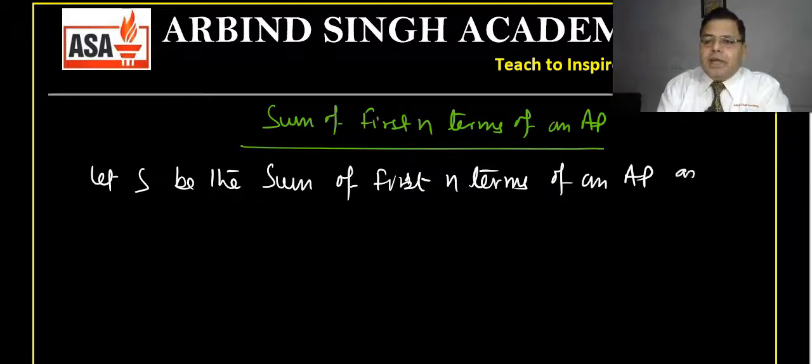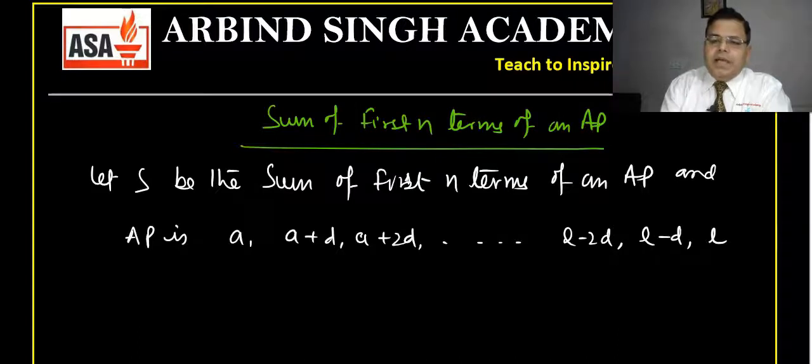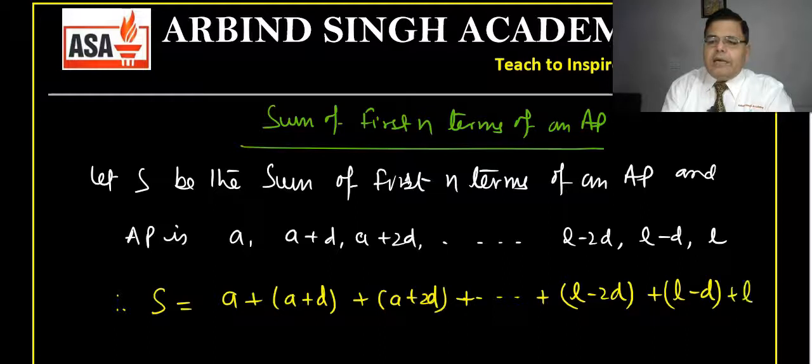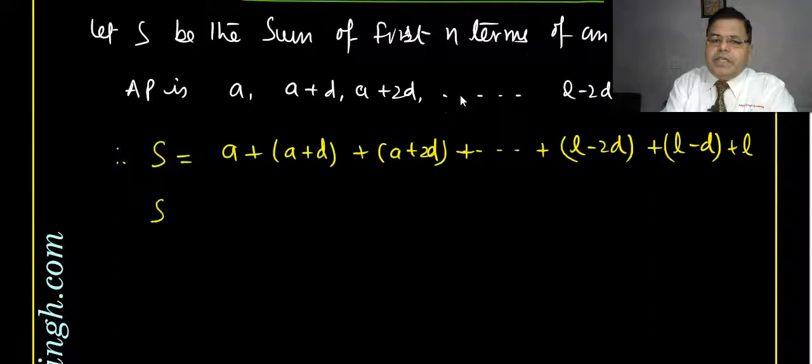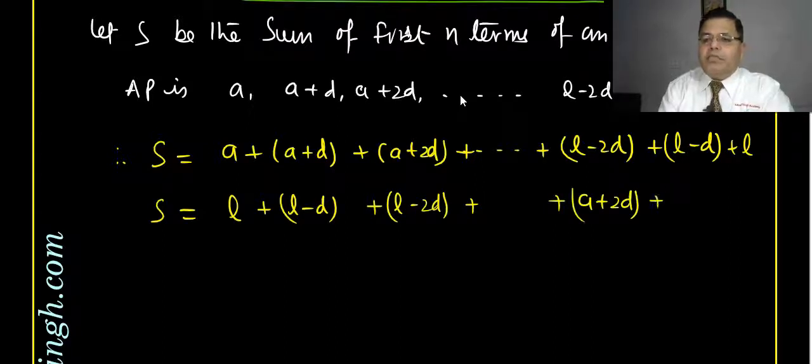The AP is A, A plus D, A plus 2D, and so on, up to L minus 2D, L minus D, and the last term is L. Then S can be written as A plus (A plus D) plus (A plus 2D), this is the third term, and so on, plus (L minus 2D), (L minus D) and L. If we write it in reverse order, the sum will not change, isn't it? Again, S can be written as L, L minus D, L minus 2D, and so on, because it is an addition. If you write it in reverse order, 2 plus 3 or 3 plus 2 is the same thing, ending with A plus D and A.